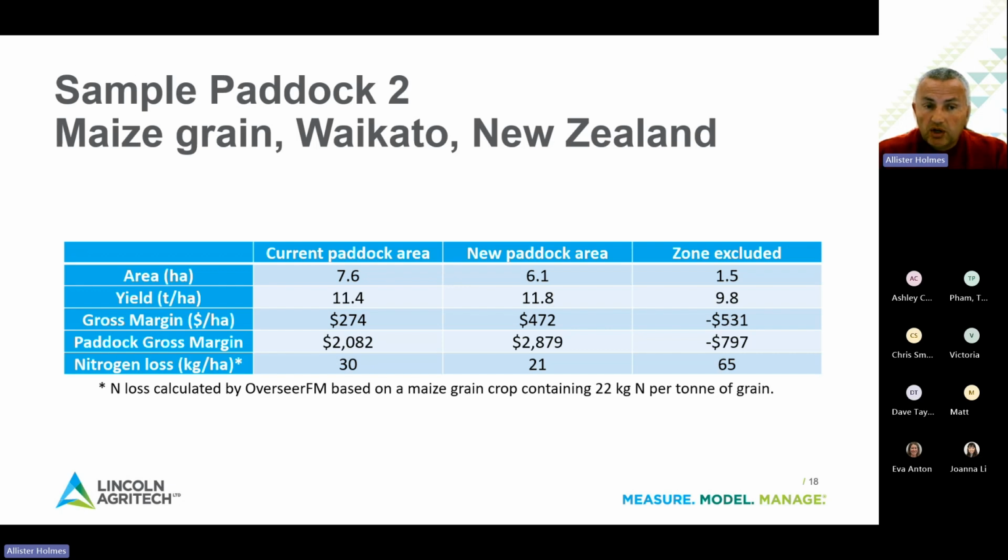So if you look at this bottom line, I haven't updated this for a while, but Overseer FM calculated for the whole paddock that the nitrogen loss was 30 kilograms of N per hectare per year. But the poor performing zone that we proposed to be excluded was losing 65 kilograms of nitrogen per hectare per year, simply because the yield of the crop wasn't high enough to take up the amount of nutrient applied there.